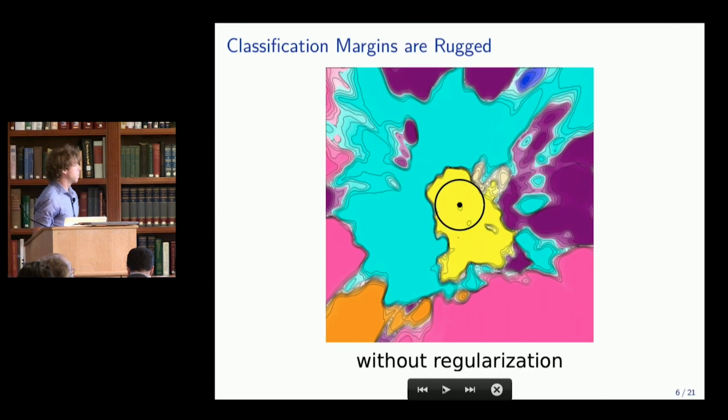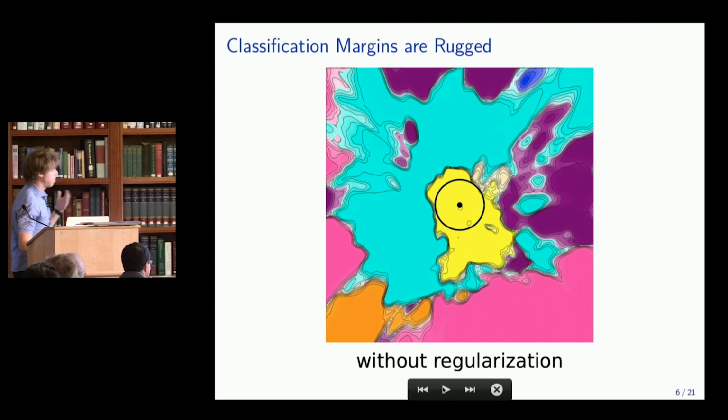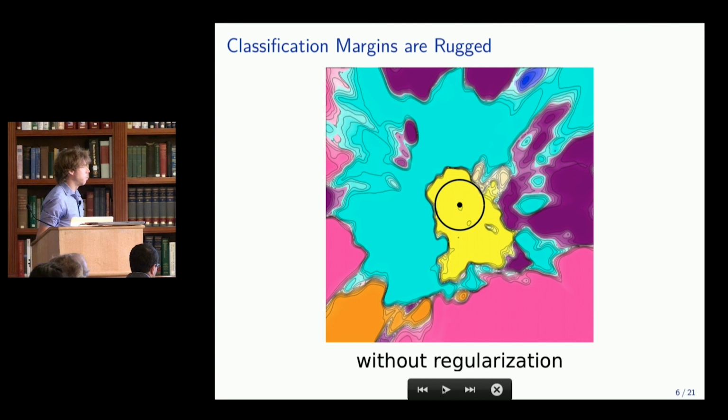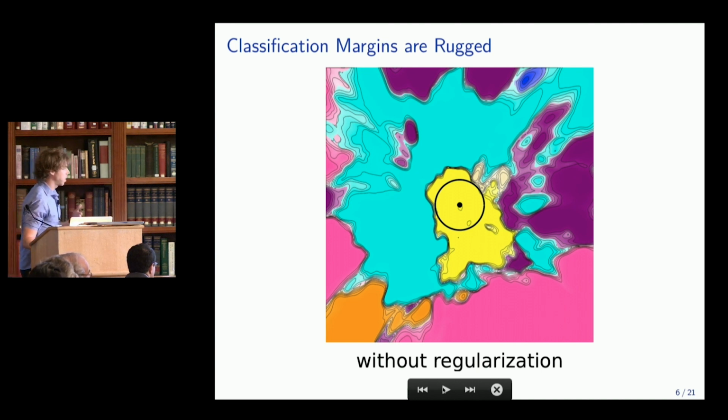Here I've plotted the classification boundaries for a neural network trained on MNIST without any type of regularization. The black dot in the center is a test image, and then the circle represents distance along this plane to the nearest classification boundary. And this is two random directions, out of the 28 times 28 different dimensions, selected to give us this plane. So this is just a typical example of what a classification boundary looks like. And in general, without regularization, these things tend to be sort of rugged and oddly shaped. I'll have more to say on that in a second.